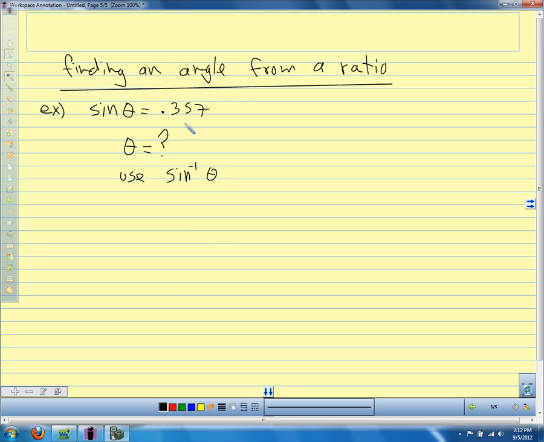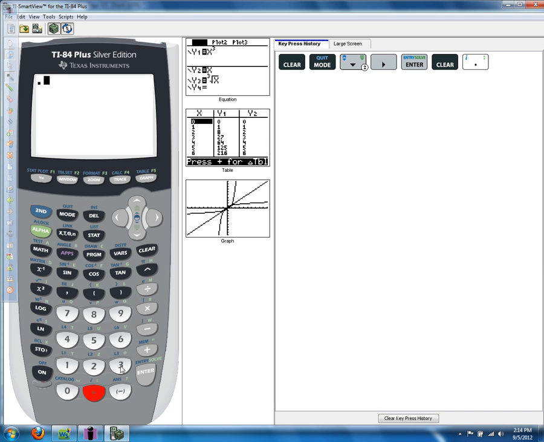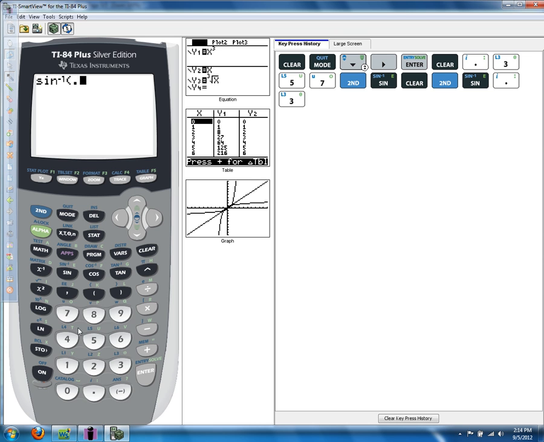So I'm going to put 0.357 in my calculator. I'm going to do inverse sine. Oops, I did it backwards. Do inverse sine of 0.357. And that tells me it's 20.91 degrees. My calculator is in degree mode, so my answer would be in degrees. I guess I'd round this to 20.92.